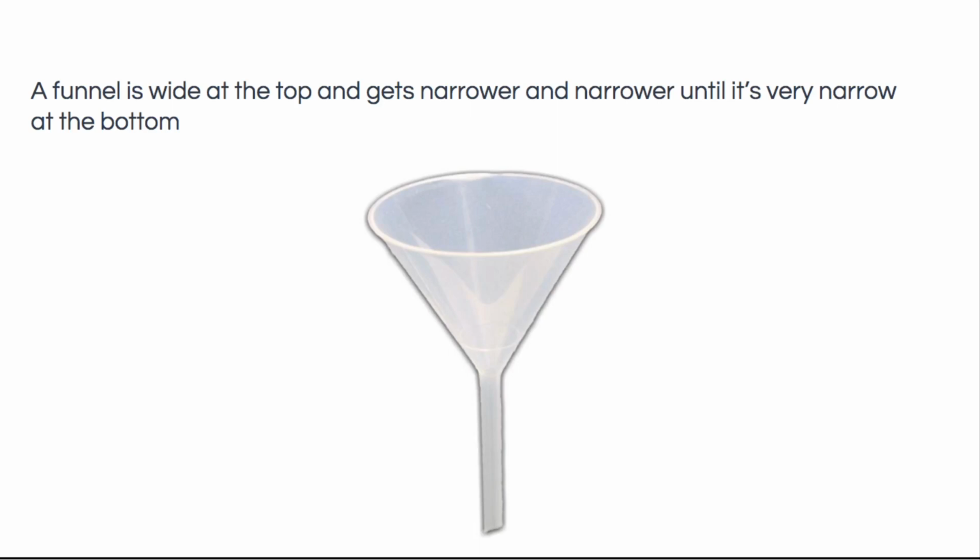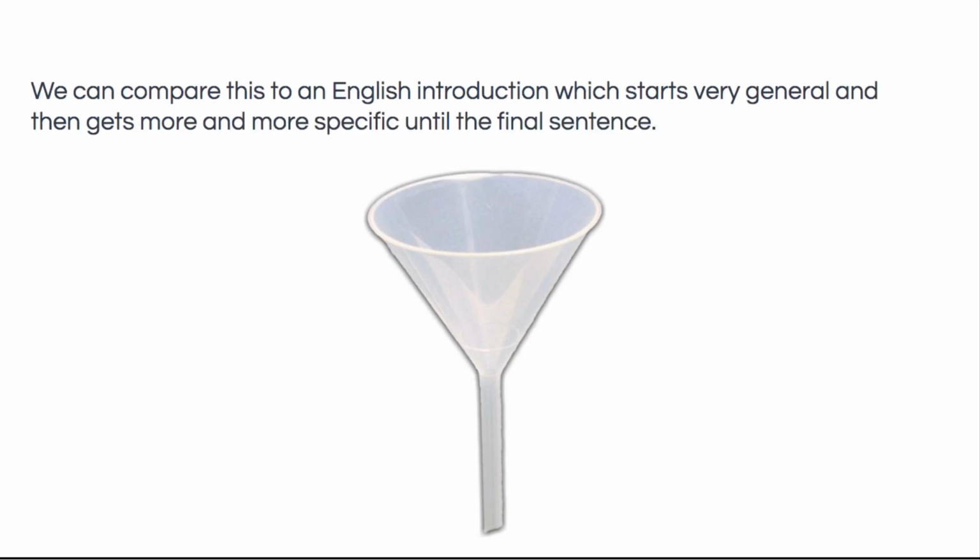So if we think of it as this kind of shape, a funnel, it's wide at the top and gets narrower and narrower until it's very narrow at the bottom. Now we can compare this shape to our introduction and the kind of information that we're giving. At the top, it's very general. And then with each sentence, it gets more and more specific until we are extremely specific.